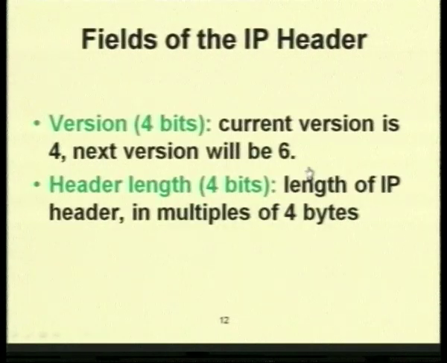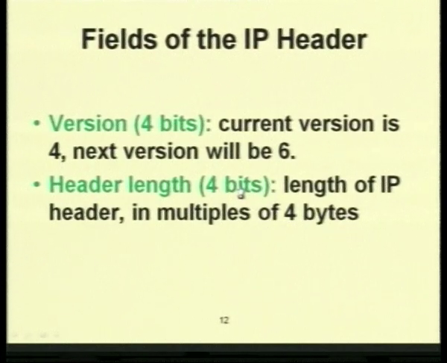Coming to the fields of the IP header, let us look at each of the fields in detail. You have the version field, that is the very first field, which is a 4 bit field. The current version is 4, of course the next version will be 6. Now, in fact, I should not say the next version will be 6. We have both version 4 and 6, which basically tells you what kind of packet it is.